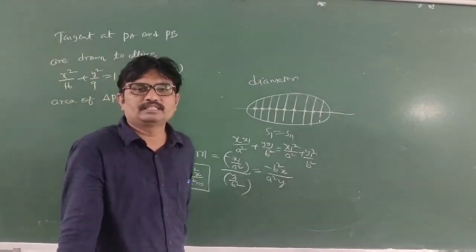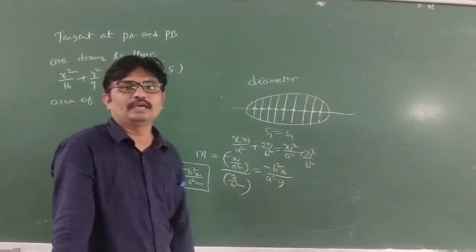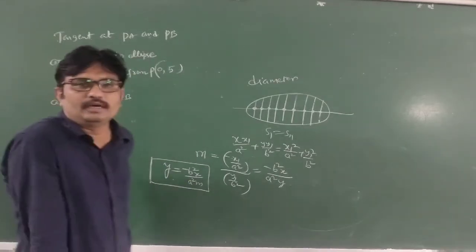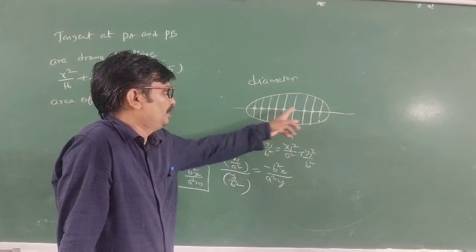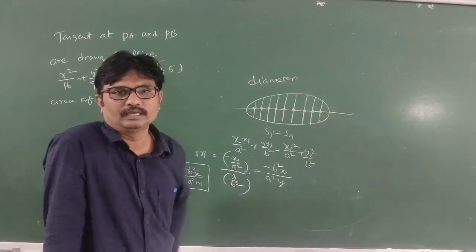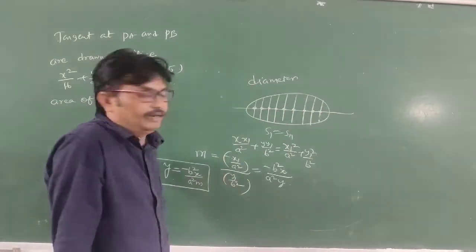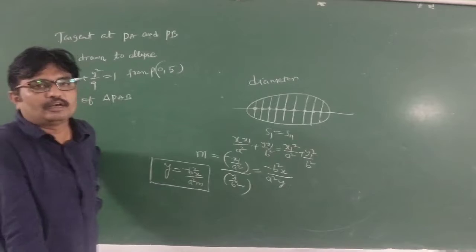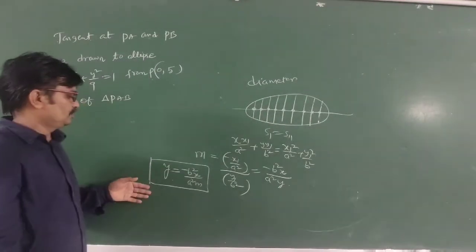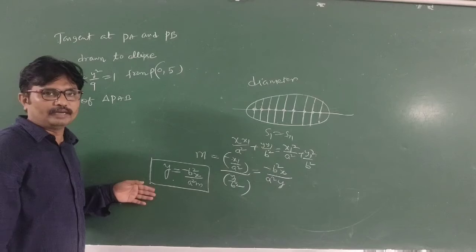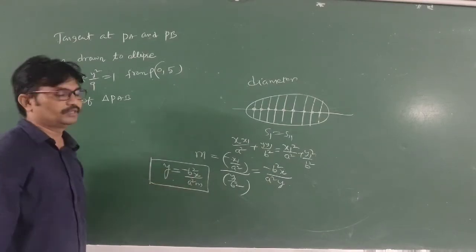The equation of the diameter bisecting the chords having the slope m is the locus of the, what is it, students? The locus of the midpoint of the system of parallel chords is called the diameter. So the equation of the diameter bisecting the chords having the slope m is this one. This is the locus of the midpoints of the chords having the slope m.